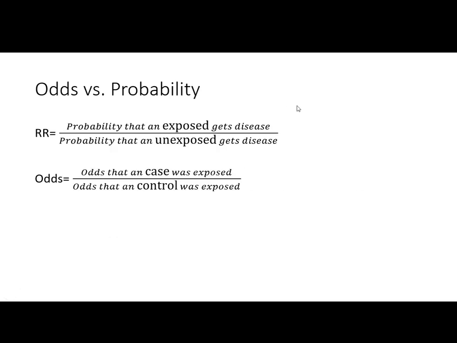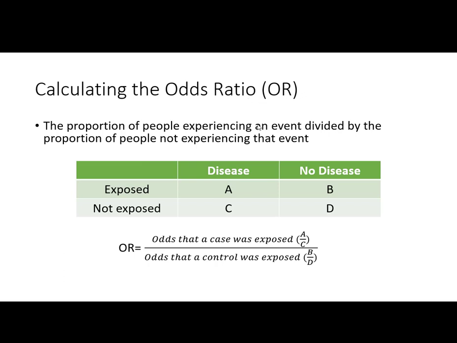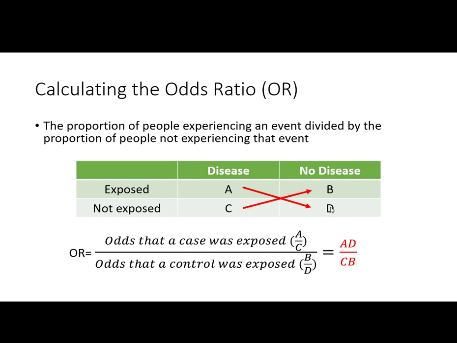So odds versus probability. Relative risk is the probability that an exposed person gets the disease divided by the probability that an unexposed person gets the disease. Odds is the odds that a case was exposed divided by the odds that a control was exposed. So how do we calculate the odds ratio? The proportion of people experiencing an event divided by the proportion of people not experiencing that event. So A divided by C is the odds that a case was exposed divided by B divided by D, the odds that a control was exposed. We can also just do the cross multiplication: A times D divided by C times B.